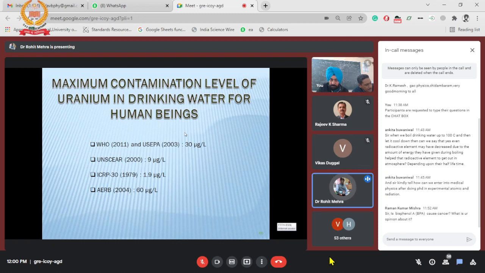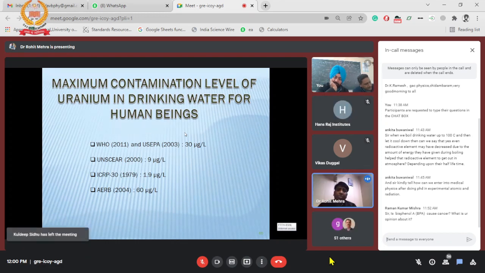What are the permissible limits of uranium contamination in water? From WHO and US EPA, the United States Environmental Protection Agency, the limit is fixed at 30 micrograms per liter. For the Indian biological system and environment, the limit is fixed at 60 micrograms per liter. Microgram per liter means ppb, parts per billion.